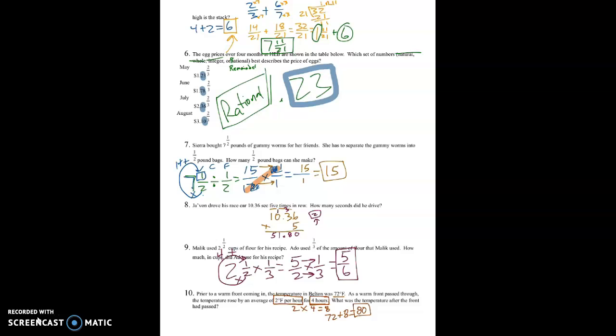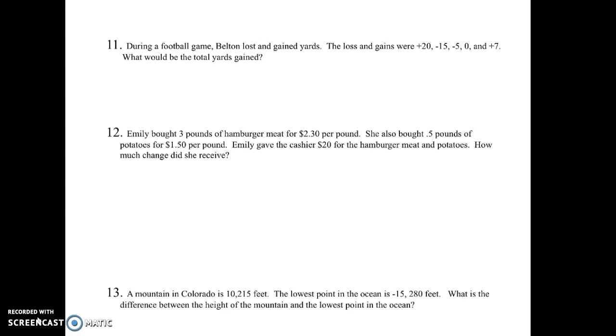Alright, I'm going to go to the next page. Here we go. Number 11, during a football game, Belton lost and gained yards. The losses and gains were positive 20, negative 15, negative 5, 0, and positive 7. What would be the total yards gained?